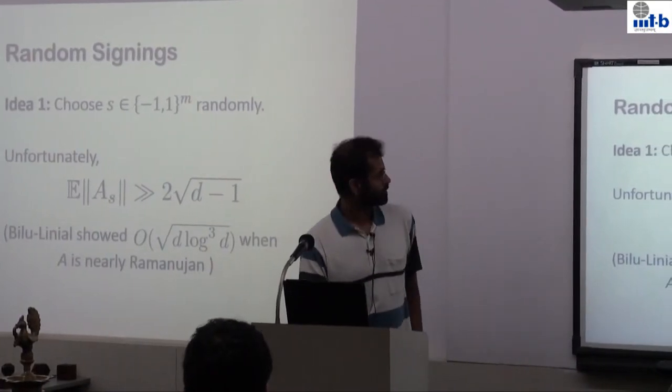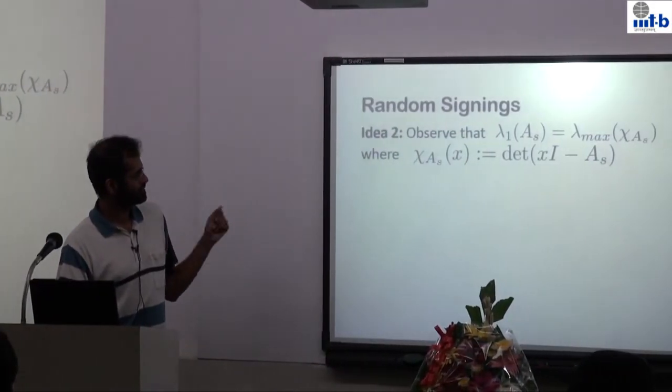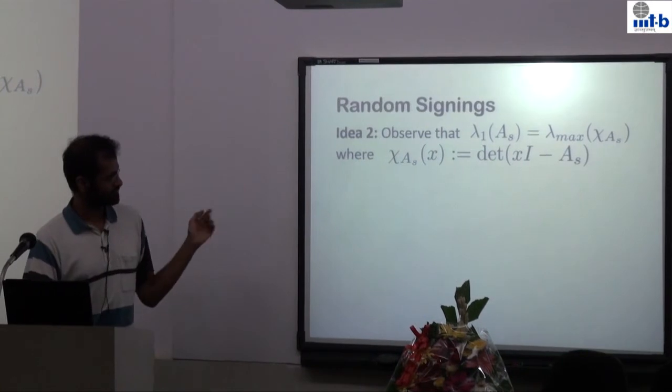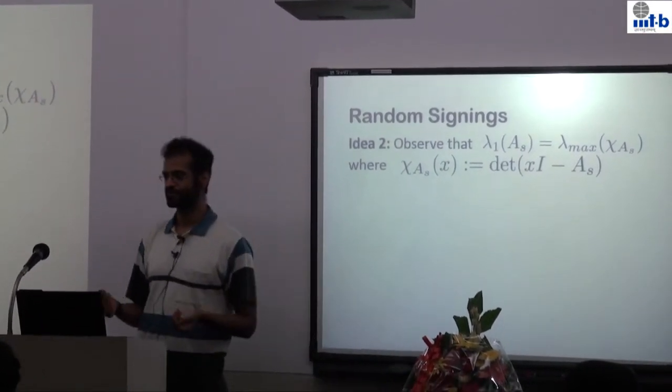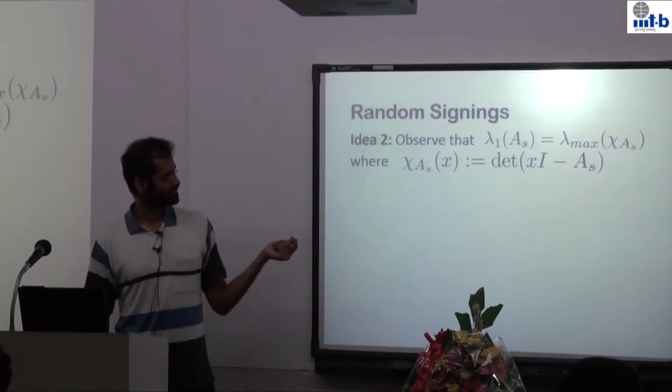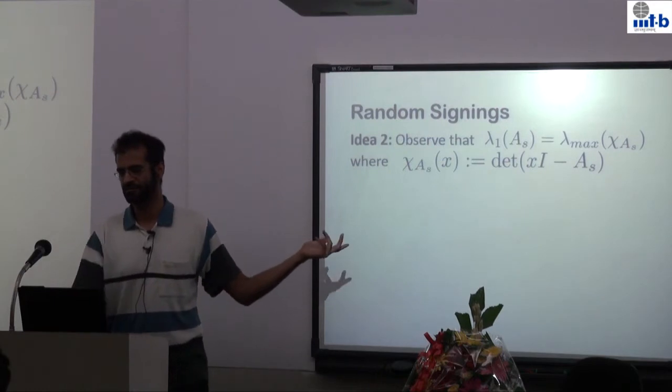Okay, so the main idea in this work is to do the following. First we make this sort of change of notation. Observe, we're interested in controlling the eigenvalues of a matrix, right? The eigenvalues of a matrix are just the roots of its characteristic polynomial. That's just a linear algebra fact, right?